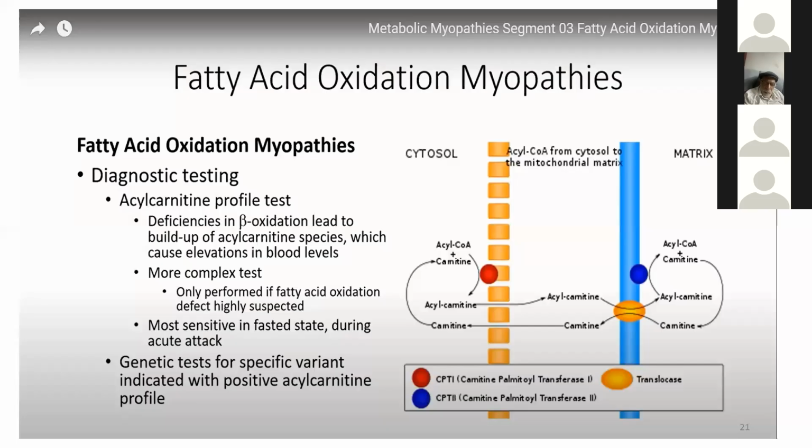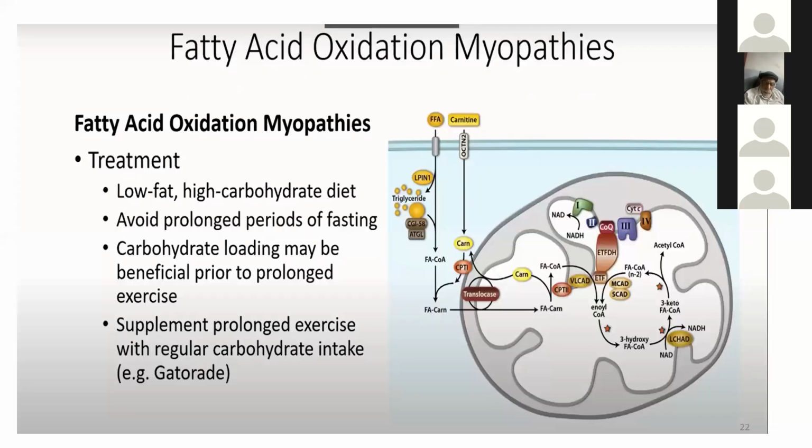The treatment here is low fat, high carbohydrate diet. Avoid prolonged periods of fasting. Carbohydrate loading may be beneficial prior to prolonged exercise, and also supplemental carbohydrate with regular intake during prolonged exercise. All treatment of metabolic myopathies takes care of two aspects: the exercise adaptation, I should teach the patient how to exercise, and the diet, whether the diet is low in fat or high in carbohydrate and so on.